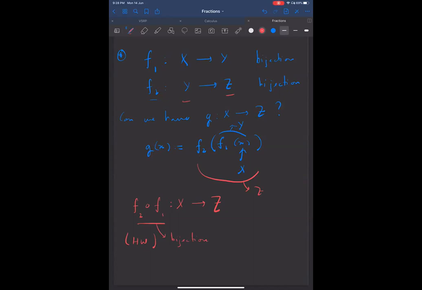So, what did we prove here exactly? That if X and Y are equipotent and Y and Z are equipotent, then X and Z are also equipotent. Basically, equipotence is an equivalence. Exactly. So, that is where we are going to.